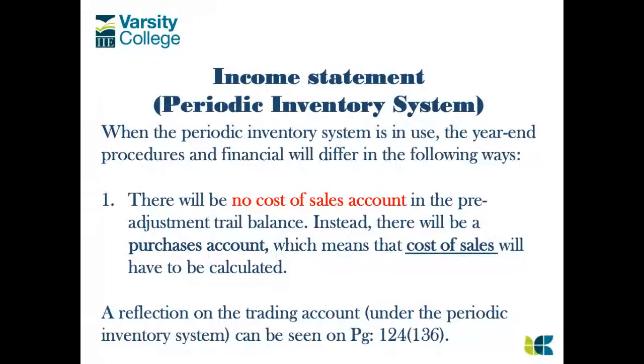For your income statement, it is not going to be the same on the perpetual inventory system and on the periodic inventory system. The reason being, remember, under the periodic we don't have cost of sales. So when you're doing the income statement for the periodic inventory system, you're going to need to calculate your cost of sales. And who remembers the calculation for cost of sales?